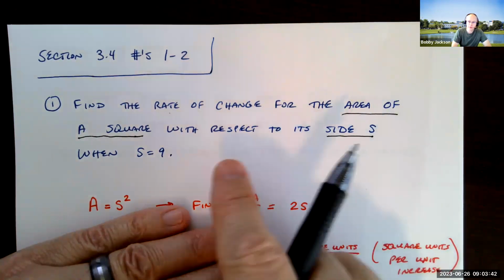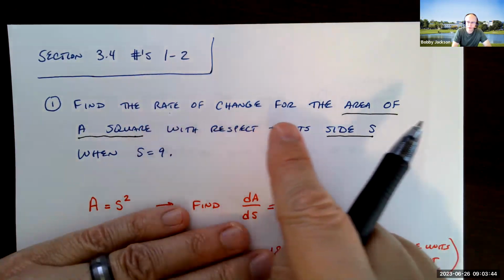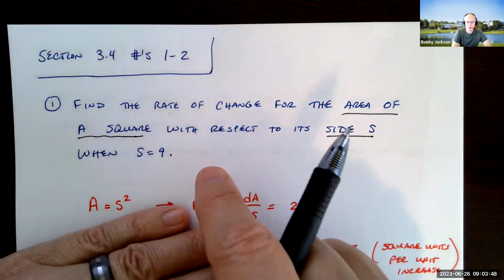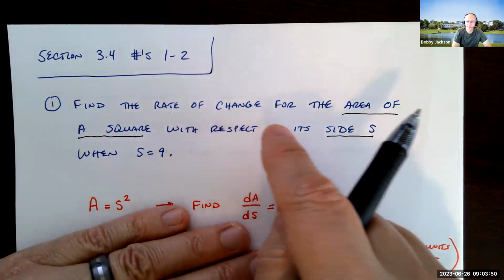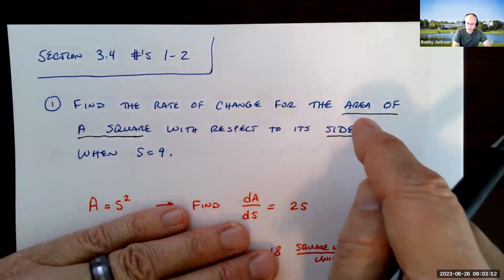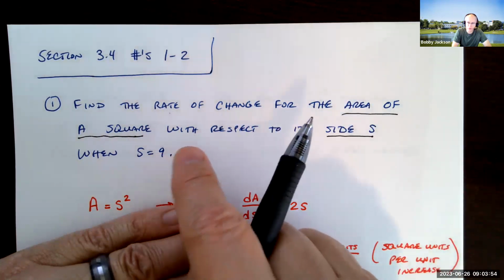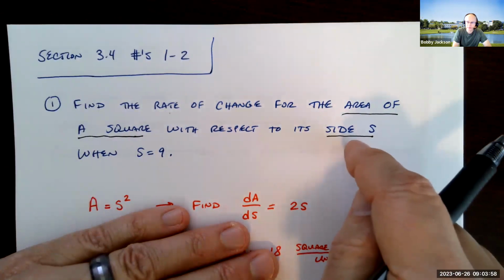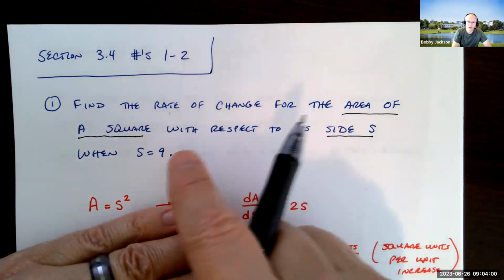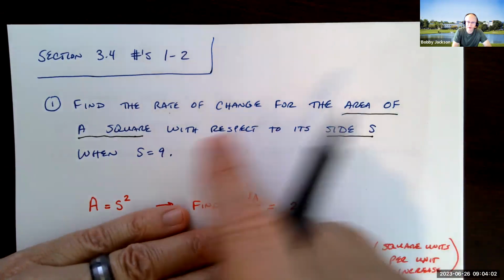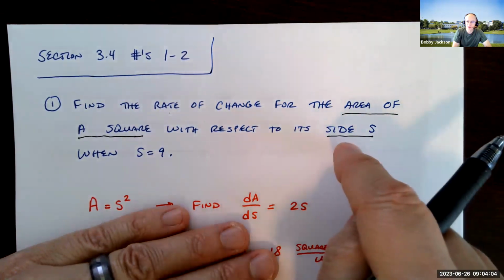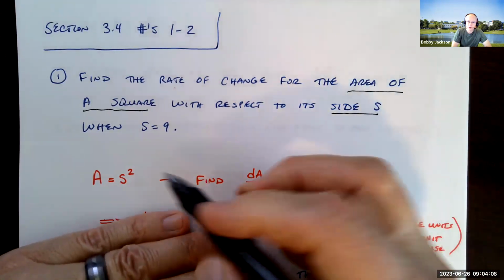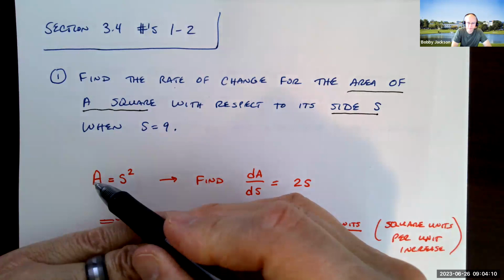So this, again, remember, is the phrase that basically means what for calculus? Means the derivative, right? The rate of change of our function being the area of a square, I underline that, with respect to, and then side length S. So the dependent variable, the function we're trying to find the derivative of, is the area of a square, and we're doing that with respect to S.